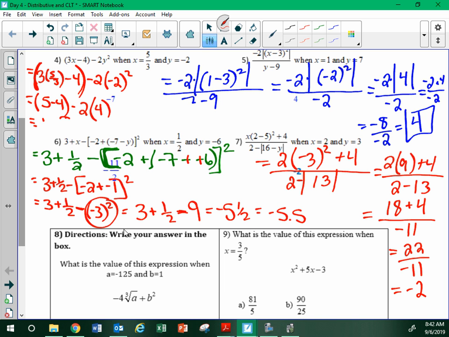-5.5. Did you guys get that? Yes. Oh wait, that's what it is in fraction form. So any of these answers would have been acceptable. These are all the same thing.